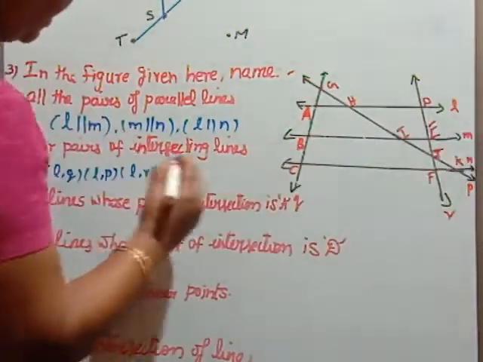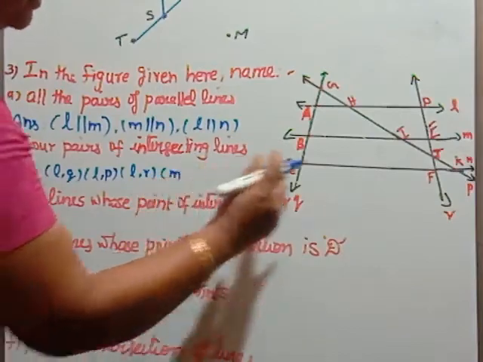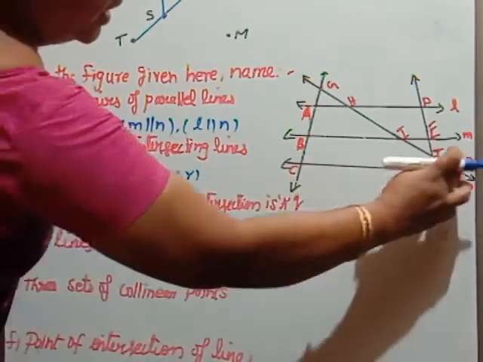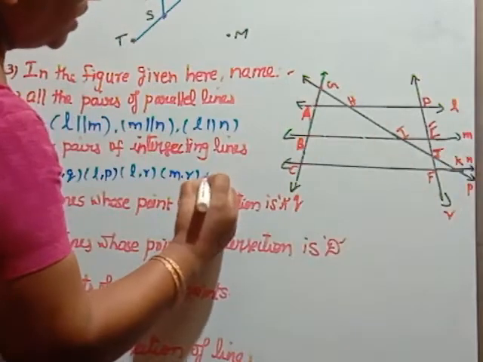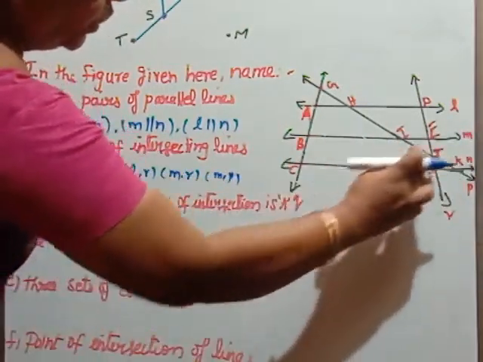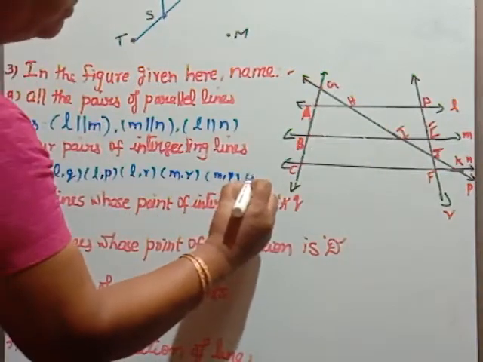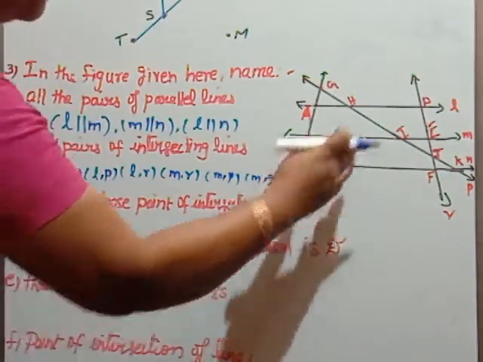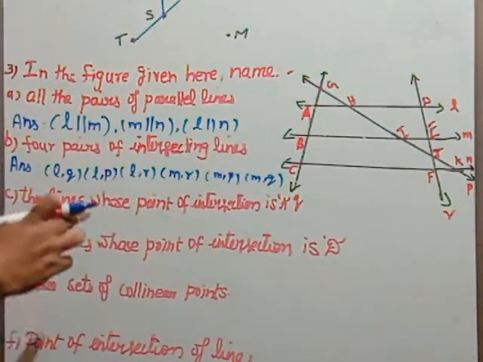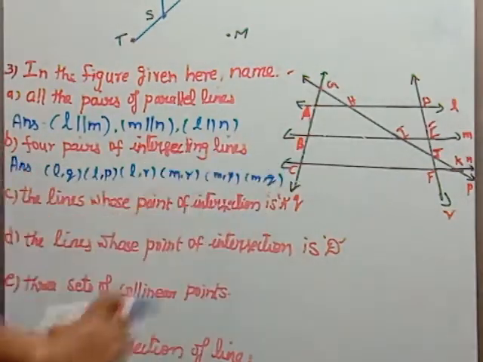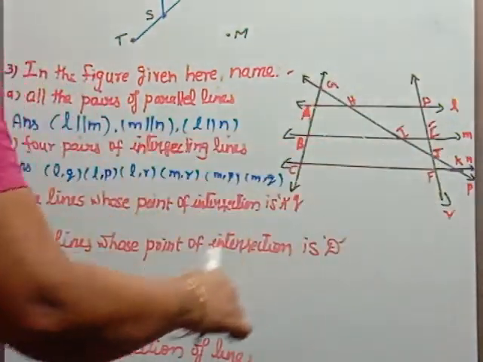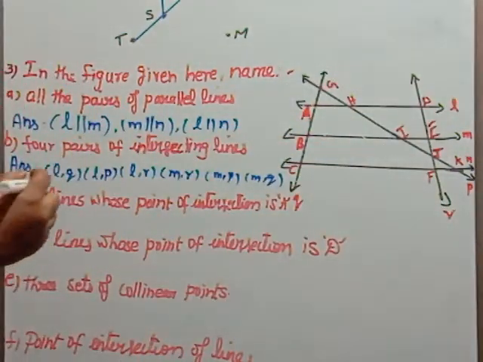Now we'll take M. M and R is intersecting. M and P is also intersecting. Then M and Q also intersecting. Like that you can find still more. They asked only four pairs of intersecting lines. I explained to you 6. You can find still more because N is there. So you can get more numbers.